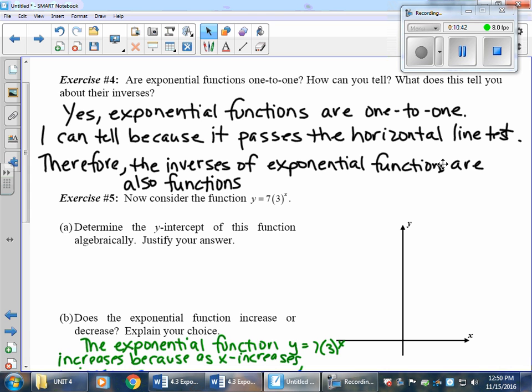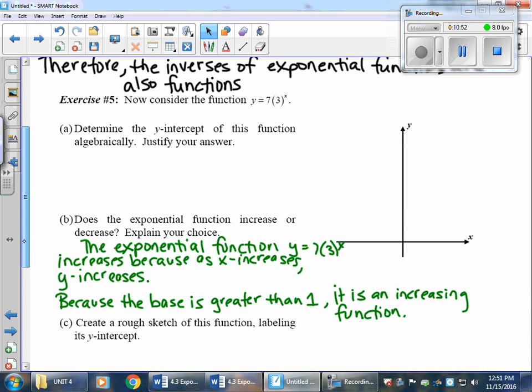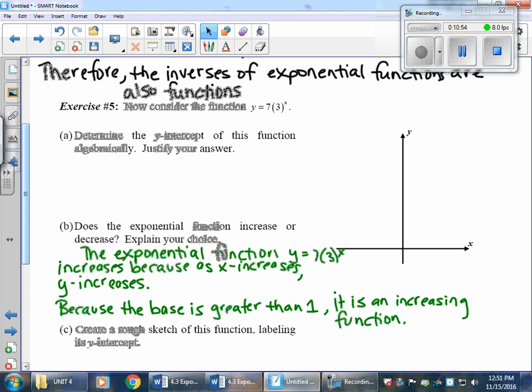Write it down, and let's move on to exercise 5. Now don't read B before we get to 5, okay? So let's talk about A. Now consider the function y equals 7 times 3 raised to the x power. Determine the y-intercept of this function algebraically.